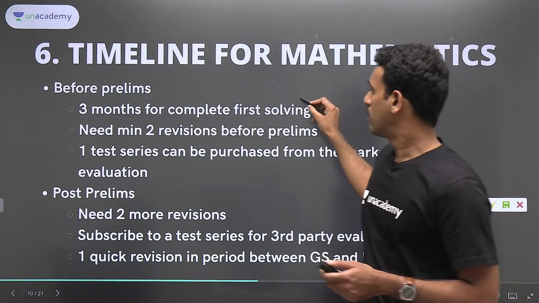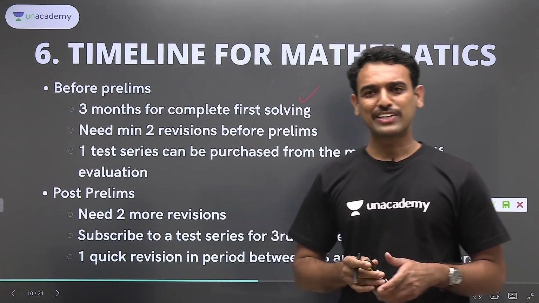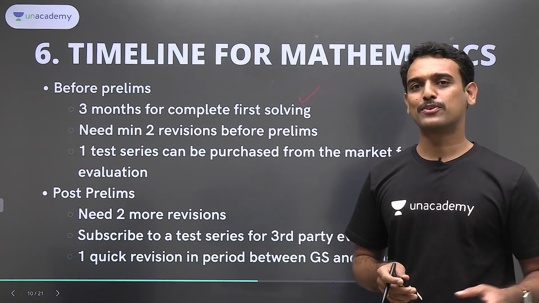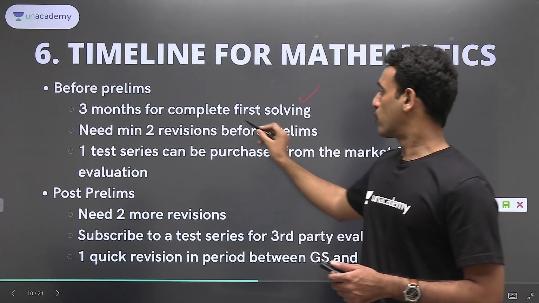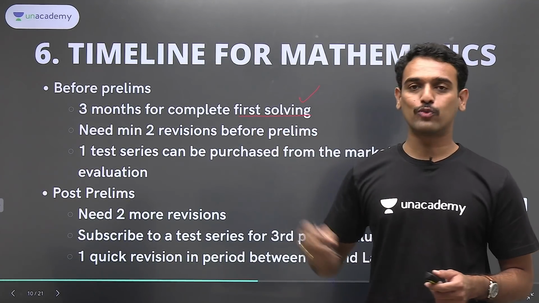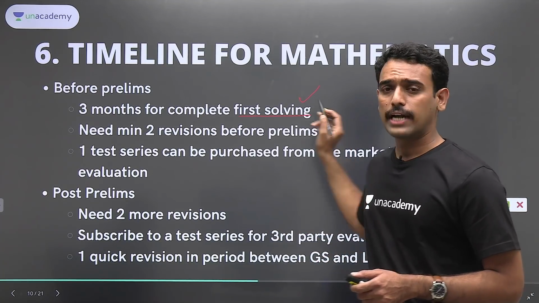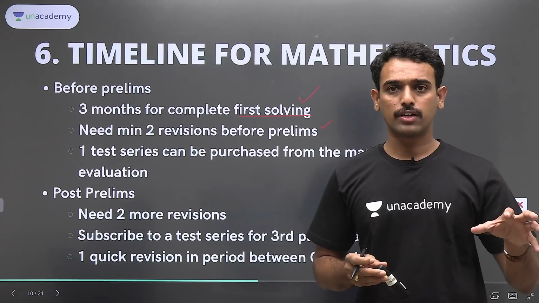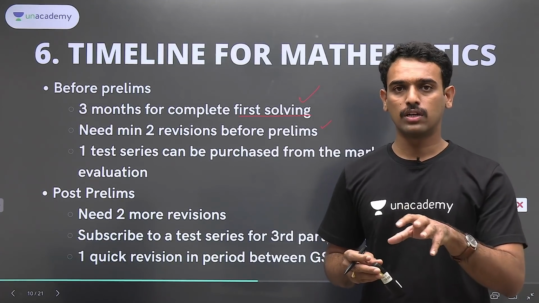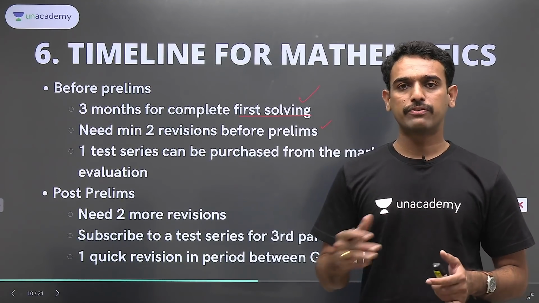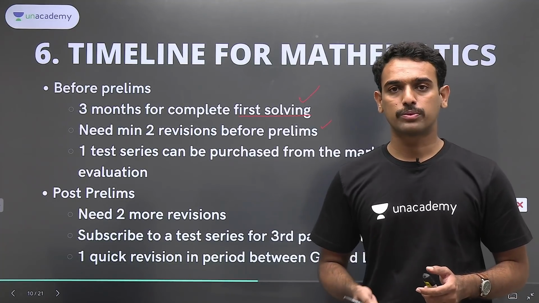So 3 months for my first reading. Reading is a wrong term for maths. I would say 3 months for going through the entire syllabus, or solving the entire syllabus. That is what took me. Then I did 2 revisions. So first solving plus 2 more revisions. That is something that I would advise anyone and everyone who is going with maths as an optional for this particular examination.